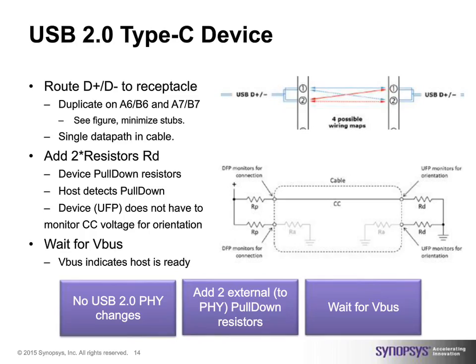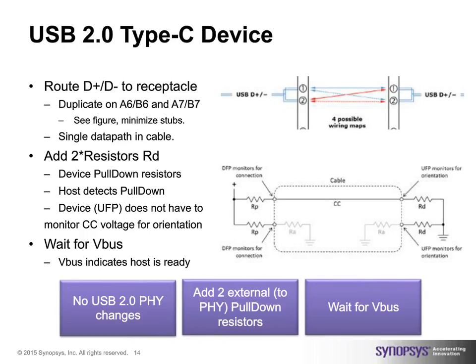You need to route your high-speed data plus and data minus lines to the receptacle and duplicate them on the pins that are called A6, B6, and A7, B7. You need to minimize the stubs, and there is a single data path in the cable, so only one of these two signals of the four possible wiring maps will be used. Then you need to add the pull-down resistors, 2 of them.